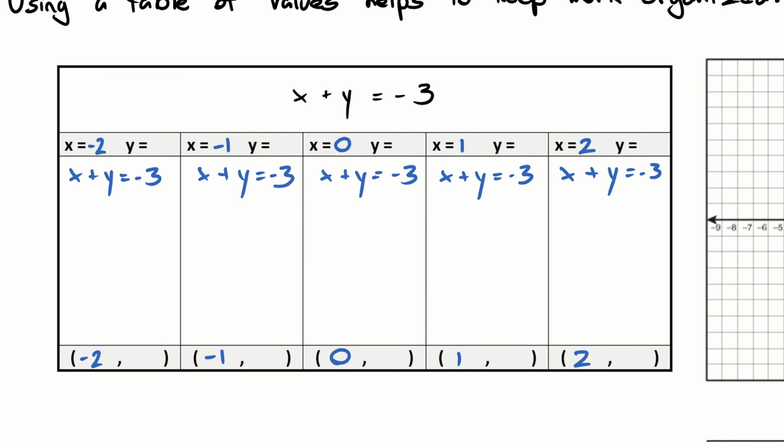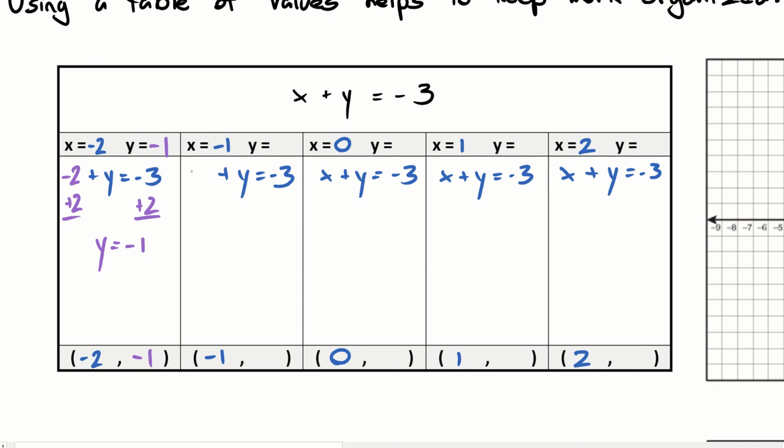So my first one over here, I am simply going to get rid of x and replace it with -2. So I'm going to erase x, -2. And now I'm going to solve for y. I know that I need to add 2 to both sides. And let's see here, I get y = -3 + 2, which is -1. So I know when x is -2, y is -1, and my first ordered pair is (-2, -1). Beautiful.